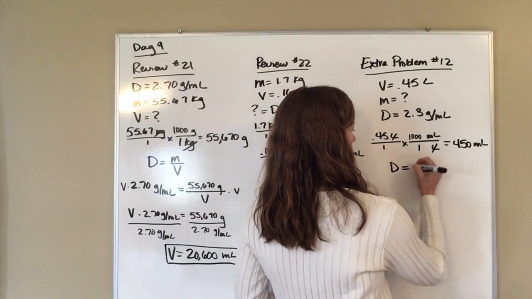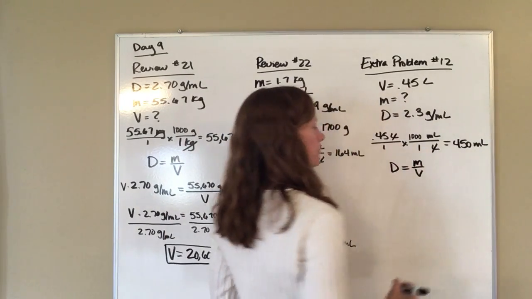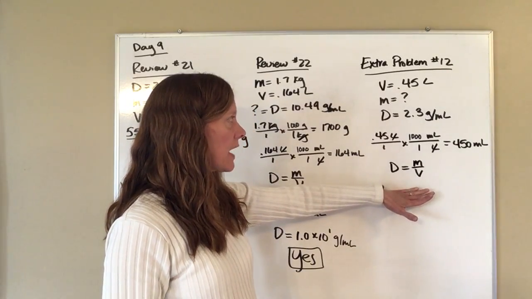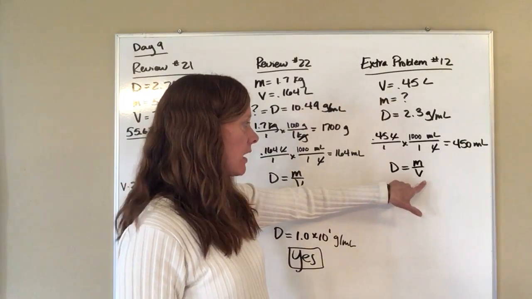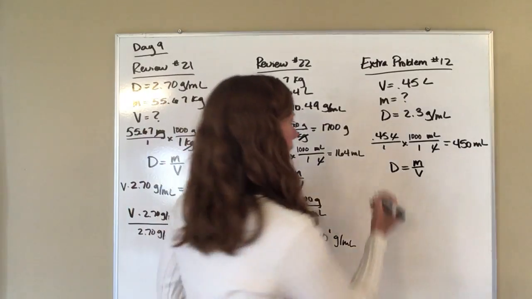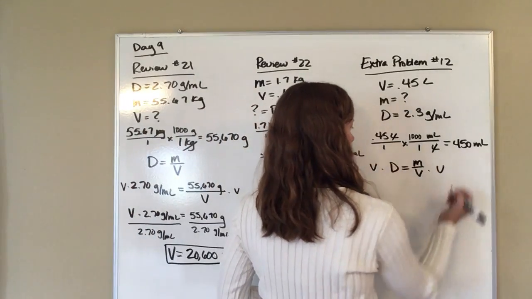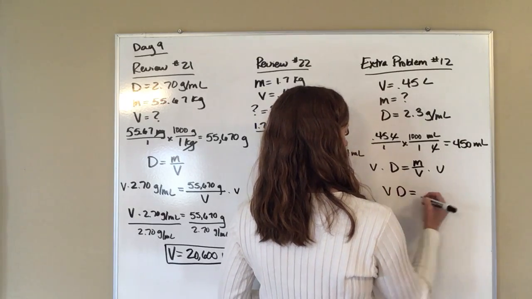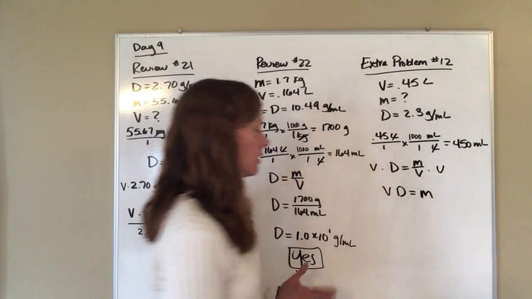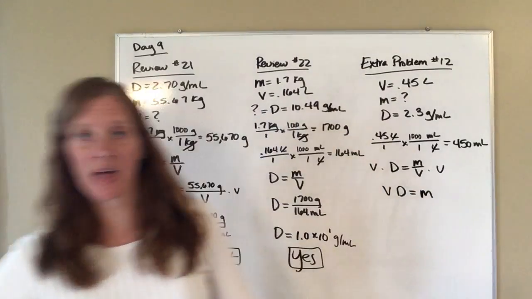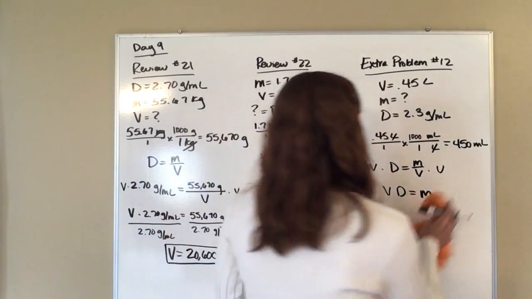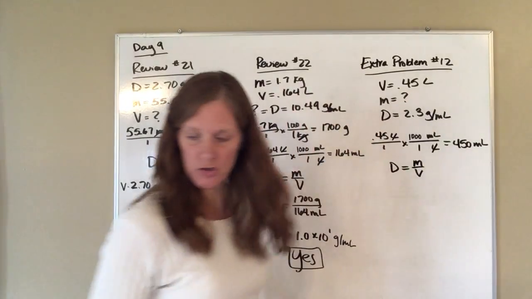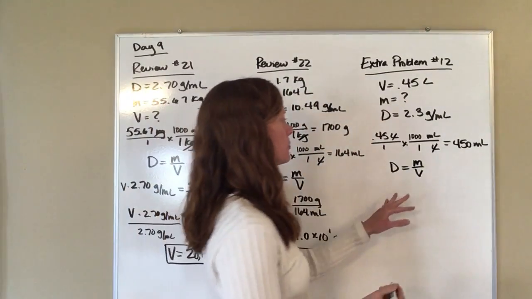So density equals mass over volume. If you want to rearrange the equation so that the mass is by itself, then you're going to multiply both sides by V, and that's going to give me V times D equals M. Okay, so you can plug everything into that equation. If you don't want to do it that way, then you can just use this equation and plug the numbers into it.